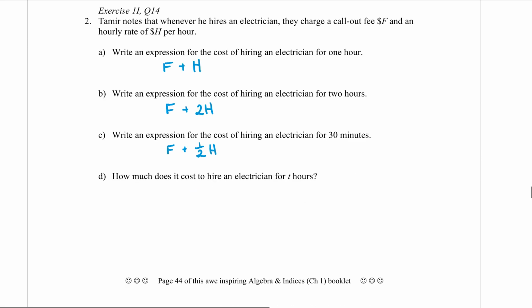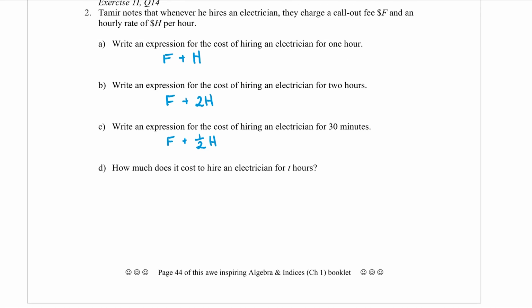And part D, how much does it cost to hire an electrician for T hours? Well, if we follow the pattern from the last 3 sections, we have our call out fee, and then we just need the number of hours, which in this case is going to be T, that we multiply by the H. Try to make sure that your T has a curly bottom so that it doesn't look like a plus sign. Okay, that's it.